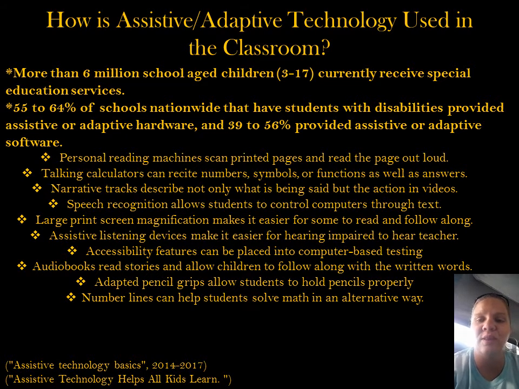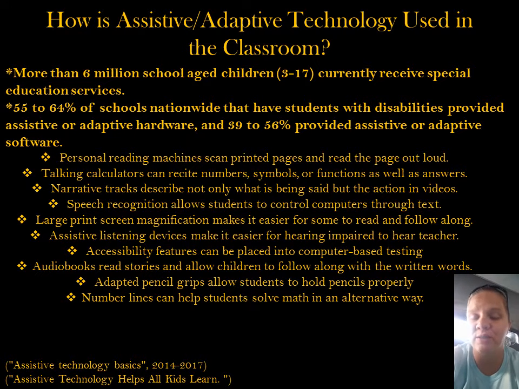Now, in schools, these things that are considered assistive or adaptive hardware can vary. You have things such as personal reading machines that will actually scan the page of a book and read it to a child that cannot see well. You have talking calculators to help them with math. You have narrative tracks that, while closed captioning tells them what is being said on a movie or show, actually describe the action going on in the video. You have speech recognition that allows them to control their computers and what they text or type with their voices, which helps if they can't see as well.